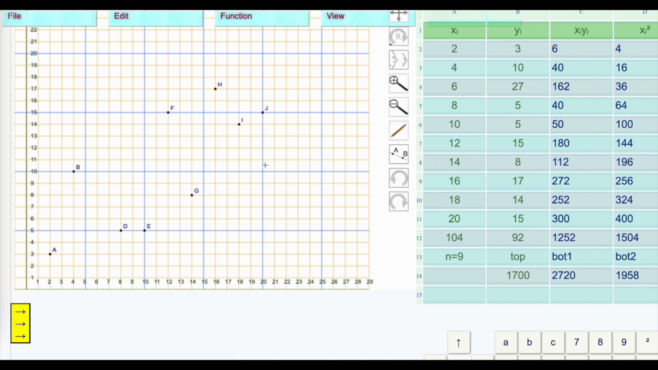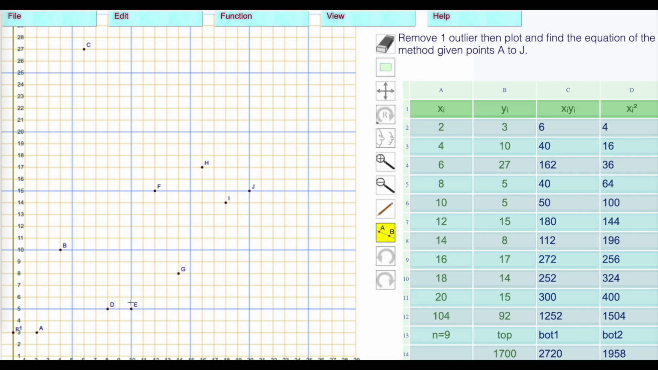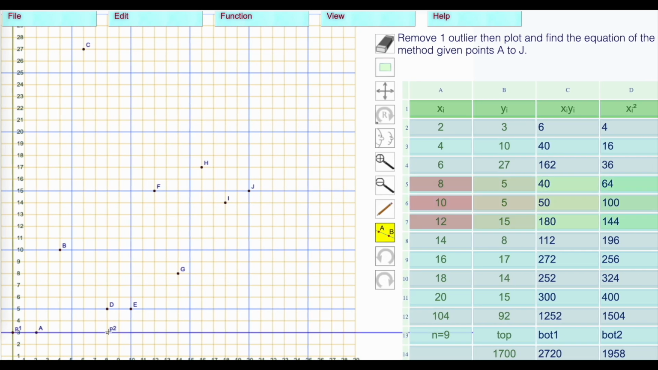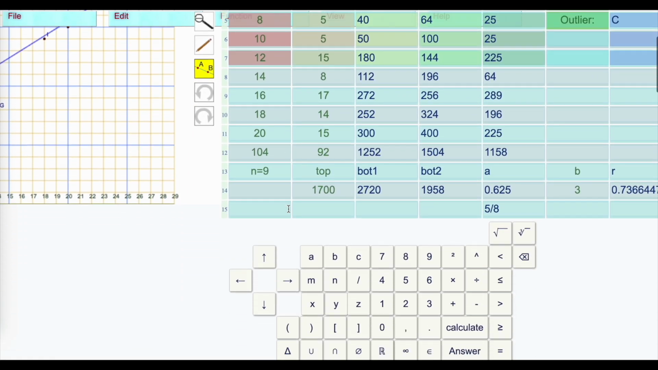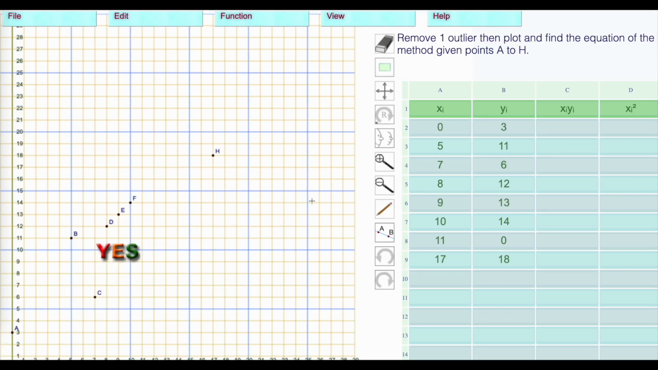The B value is 3. The initial value is 3. The slope is 5/8, so I'm going to go over 8 and up 5. 1, 2, 3, 4, 5. Notice the line does go through all of our values, so this is the line of best fit. Then we press answer to see if we're right. I said yeah. I said oh yeah.